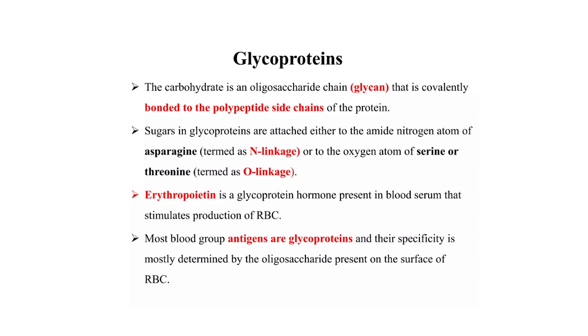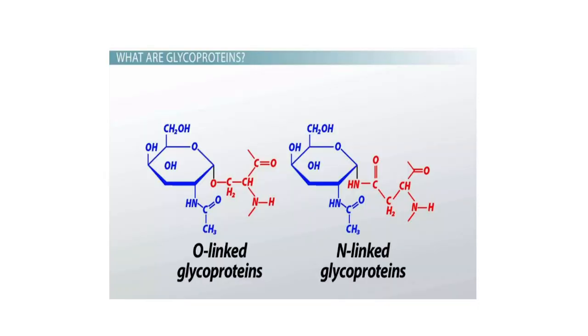We are very accustomed to this particular glycoprotein hormone. Most blood group antigens are glycoproteins, and the specificity is mostly determined by the oligosaccharide present on the surface of your red blood cells. So what are glycoproteins? These are oxygen-linked glycoproteins, and these are N-linked or amide-linked glycoproteins. The amide linkage occurs via the asparagine residue, and oxygen-linked glycoproteins can be because of the serine or a threonine.